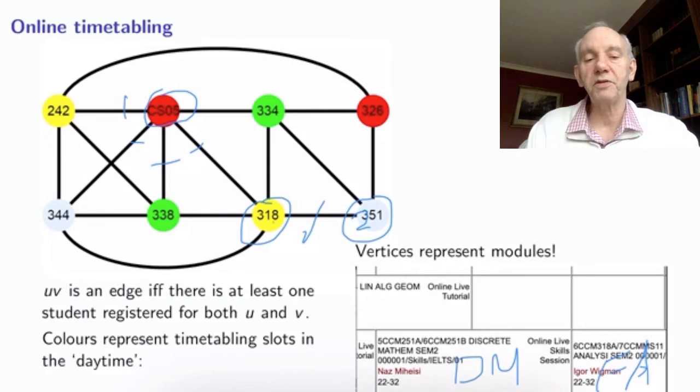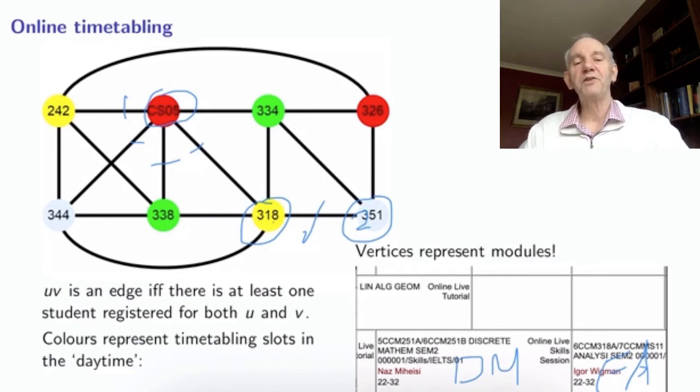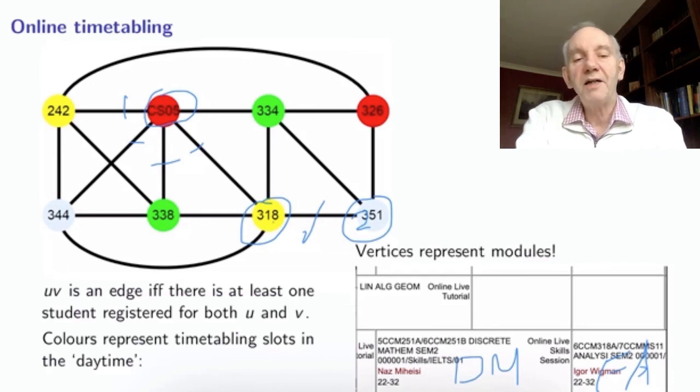Okay, and of course it's important to minimise the number of slots, particularly at the present time, because some of you are in Asia and you don't want skills sessions at 11 o'clock at night. So we want to minimise the number of lecture slots. That means minimise the number of colours. So that means take the least number of colours necessary to colour the vertices with our constraint. And that's the chromatic number of the graph.